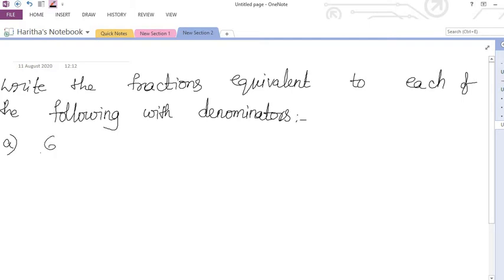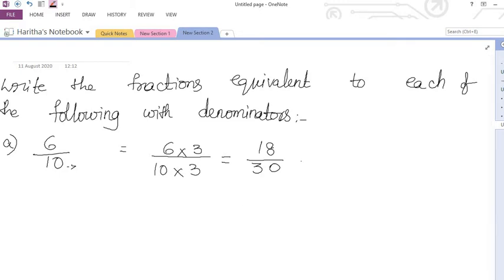So here my fraction is 6 by 10. I have to check only the denominator. So I just want to take 30. In the 10 table, when do you get 30? 10 3s are 30. So the numerator also you are going to multiply with 3. So 6 3s are 18 by 10 3s are 30. In this way we are going to solve all the equivalent fractions.